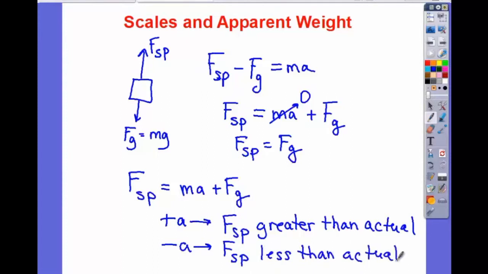So we're going to do a lab where you actually get on an elevator, and using a spring scale, you measure the weight of an object. It's just going to be a 1 kilogram mass. When we get a reading on a scale that is different than the actual weight of the object, we call that the apparent weight.